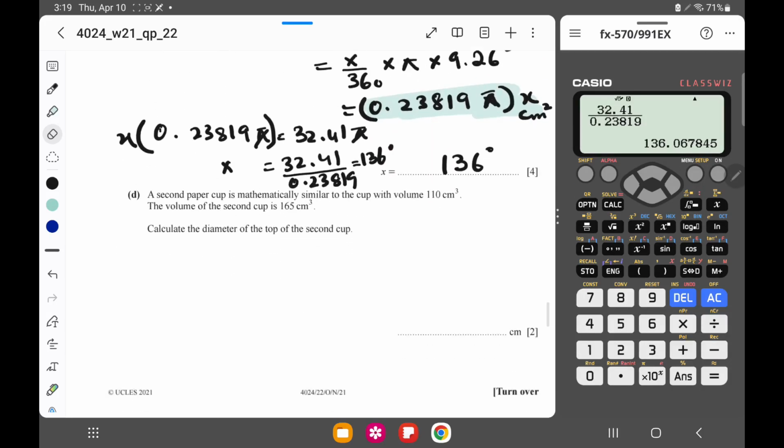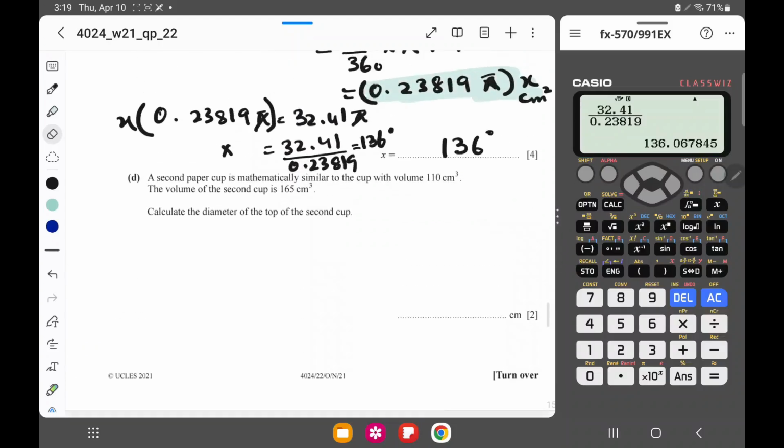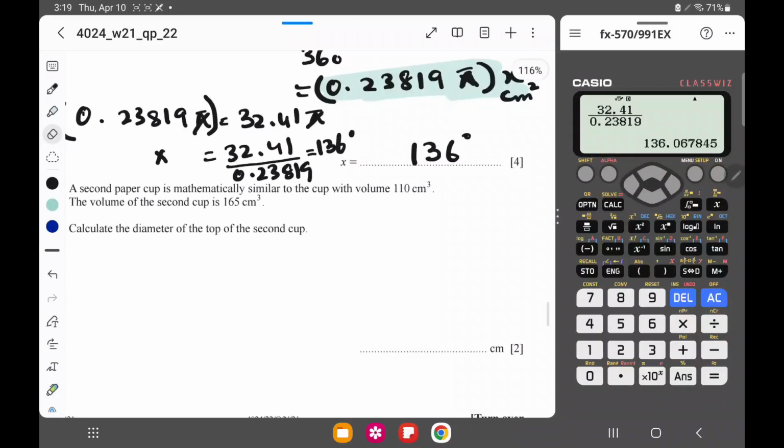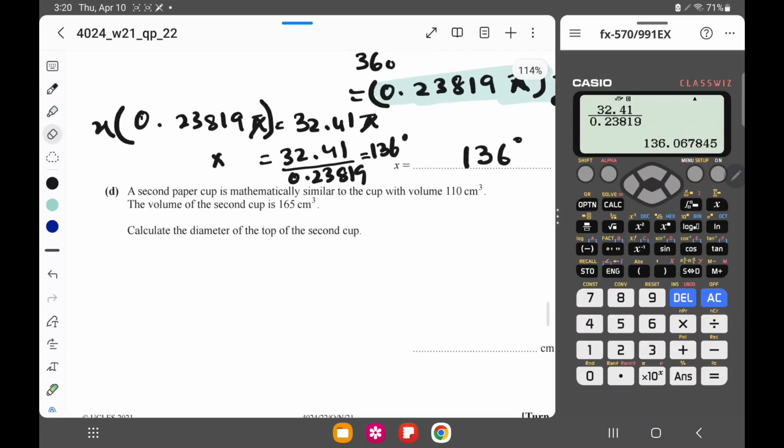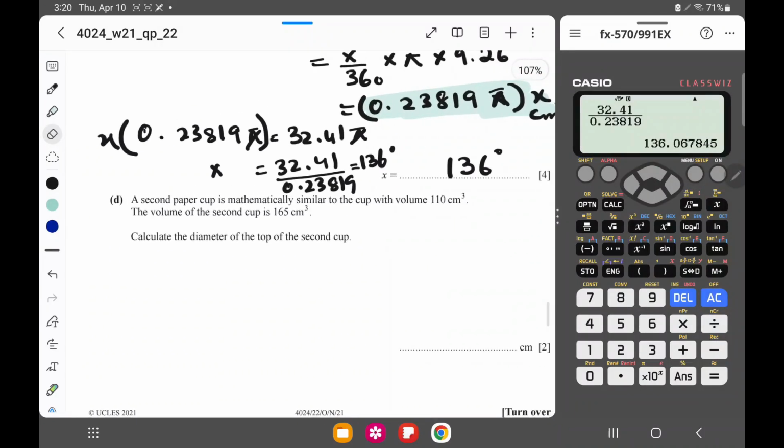Okay, now this is the last part of this question. Similarity is again here like in the previous year. Now look in front. A second paper cup is mathematically similar to the cup with the volume 110 cubic centimeters. The volume of the second cup is 165 cubic centimeters. Calculate the diameter of the top of the second cup.